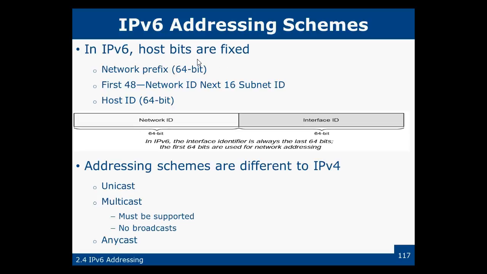The IP host bits are fixed, and when we say fixed, the network ID is going to be 64 bits. We have a 5050 here, and then the interface ID is going to be 64 bits. The interface identifier is always the last 64 bits, the thing that's going to make it unique. The first 64 bits are used for the address, and sometimes we use the first 48 for the network ID and the next 16 for the subnet. And then the host is going to be 64 bits.